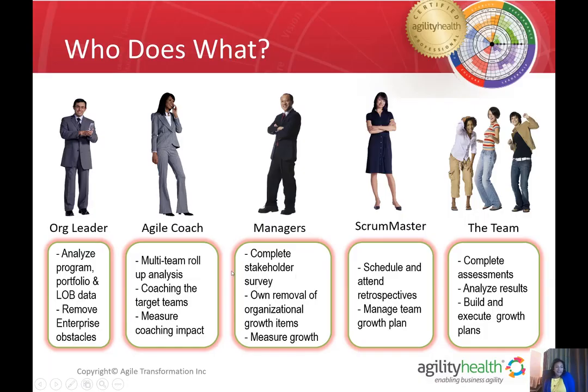So let's start by talking about what's in it for me. Who are the Agility Health personas? And the first one that we see here is org leaders. What do org leaders come to Agility Health for? It's really to analyze the program, portfolio, and line of business data. They're there to help us by removing the enterprise obstacles. So these are items that are above the organizational level.